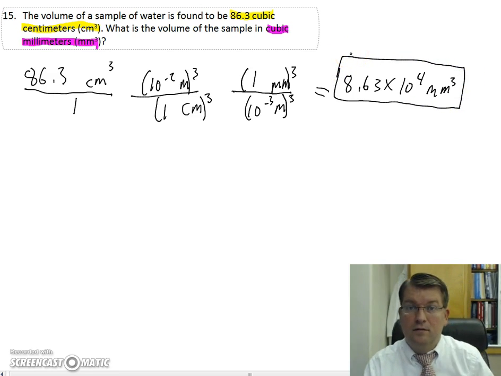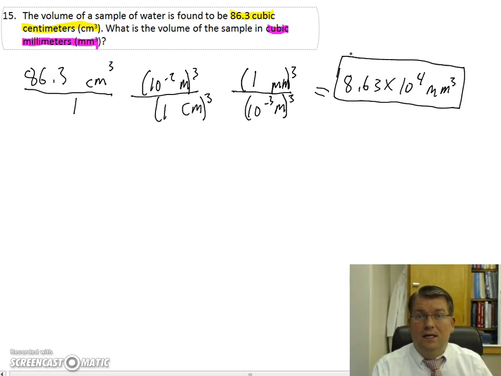Alright, there you have it, the hardest problem on the assignment. I didn't want to help you with all of them because I think you'll need the practice, but you need to make sure that you're comfortable doing unit conversions, especially metric conversions. All right, good luck on your studies.